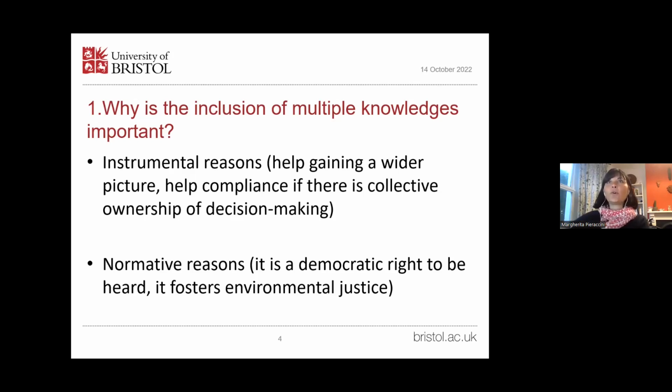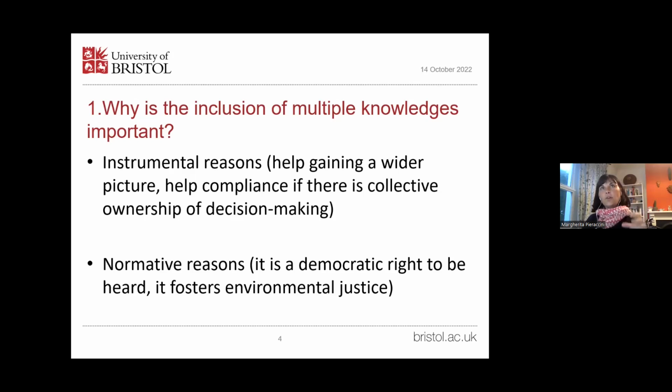Therefore, if we also tap into local knowledges, let's say of fishers or of other sea users, we may gain a wider picture of what's going on. Okay, so these knowledges help us to gain more knowledge. They also may be helping in terms of compliance rates, because if people feel they are owning decision making, they have been participating in decision making, and they've helped to reach a particular decision, they are more likely to comply with the laws that are set in place, and therefore enforcement is also going to be much easier to achieve.